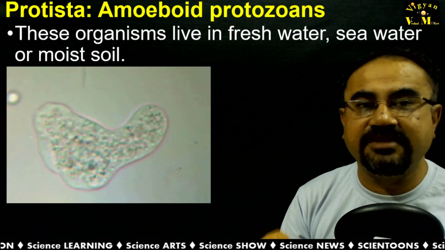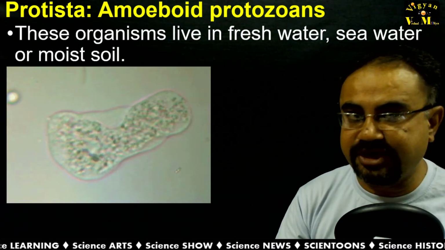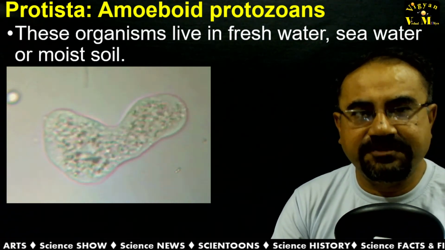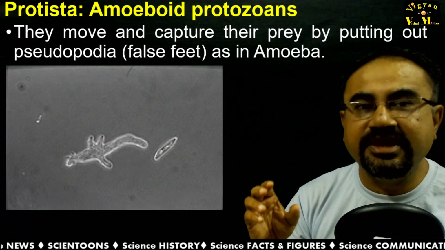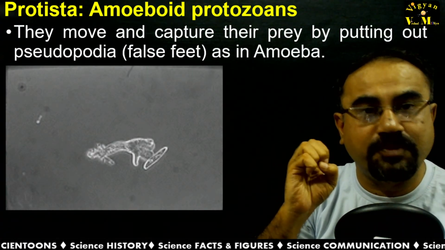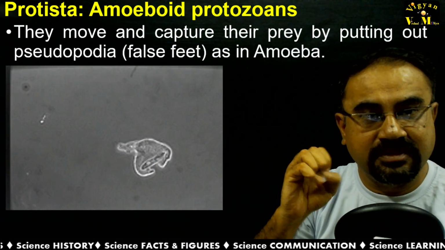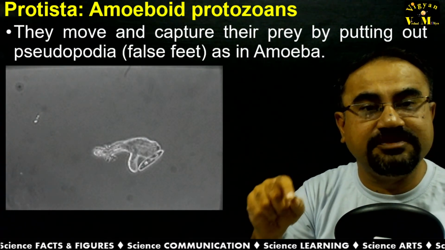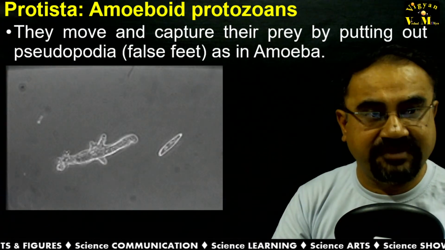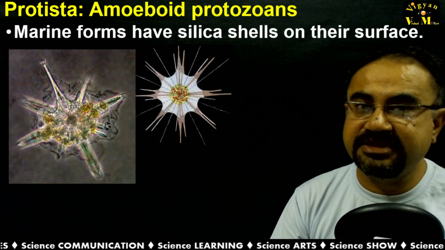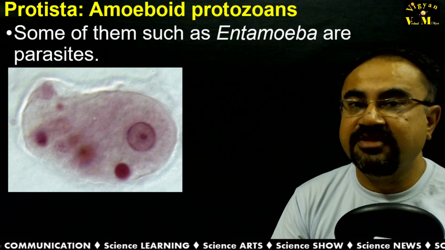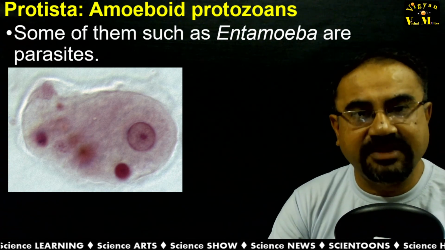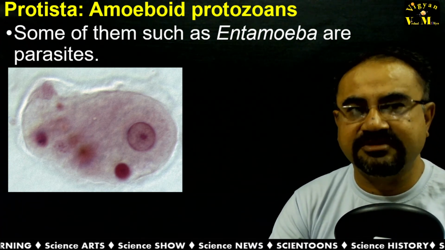Amoeboid protozoans are represented by amoeba. They are found in fresh water, seawater as well as on moist soil, and they are parasites also. They move and capture prey with the help of their pseudopodia, that is false feet. Like in an amoeba we can see here, amoeba is capturing paramecium, one can see it very well. Those which are marine have silica on their surface, and many of them are parasites on us. The best example is Entamoeba. Entamoeba is a parasite on us.